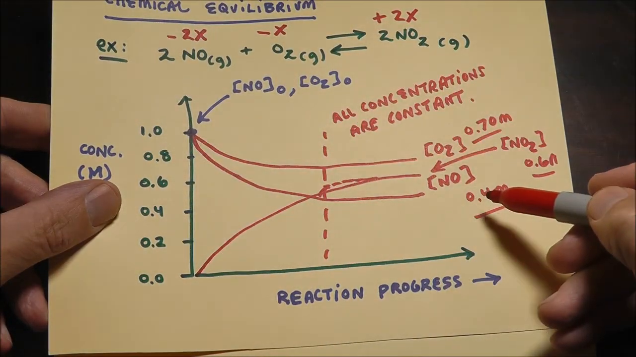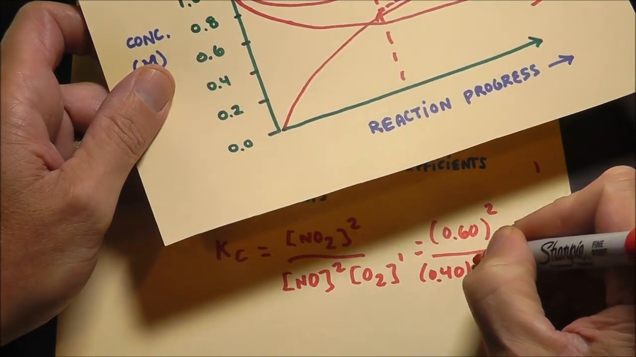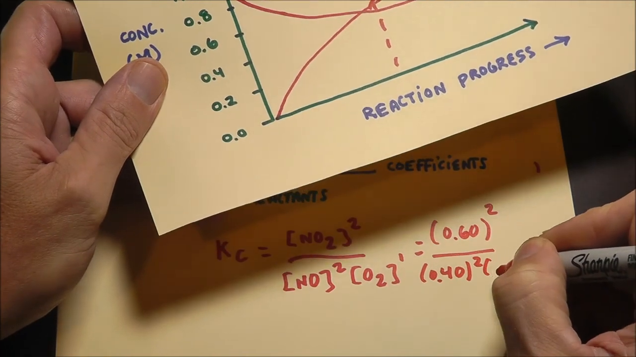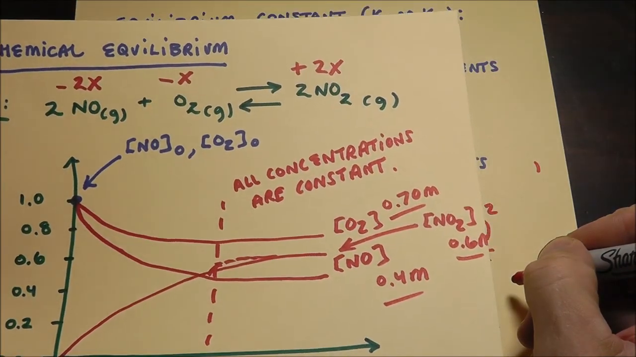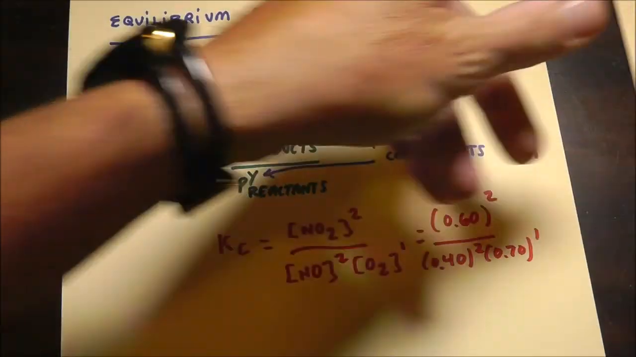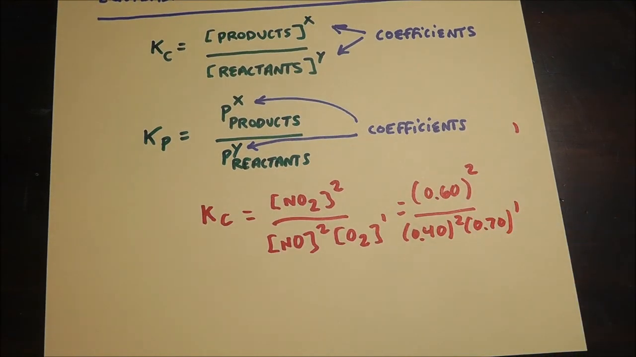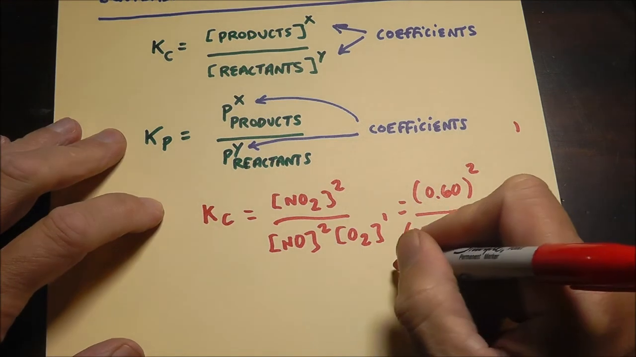In my little diagram, NO went down to 0.4 molar. So if we have a little graph like this, we could plug in all those concentrations: 0.6 squared, divided by 0.4 twice, and then divided by 0.7 for the O2, which is just to the 1 power. And I'd get a number of 3.2.